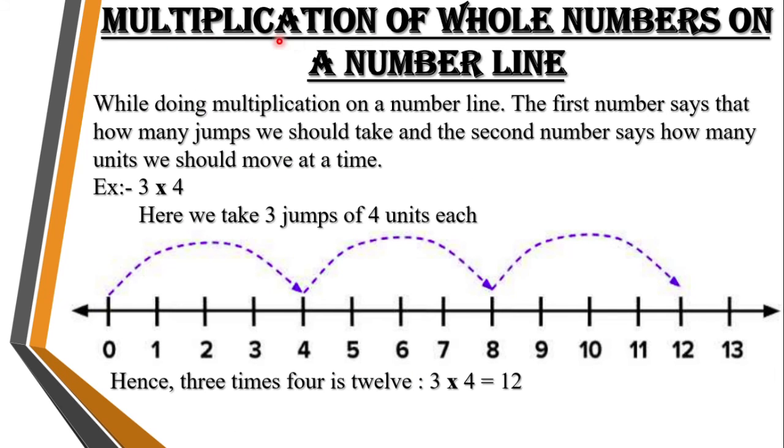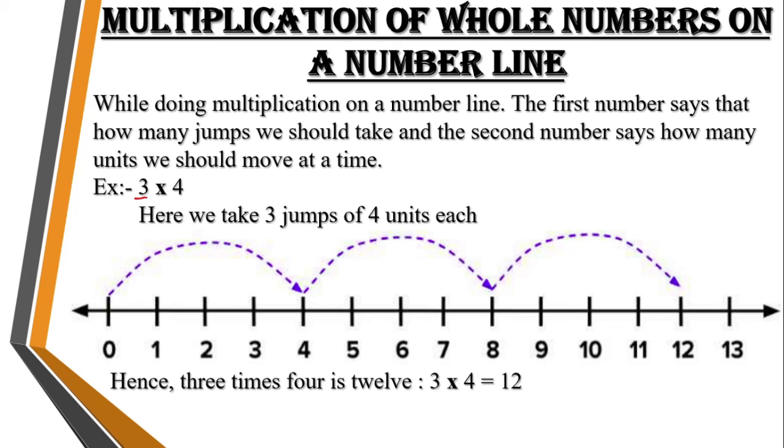So now we are going to learn multiplication of whole numbers on a number line. While doing multiplication of whole numbers on a number line, the first number says how many jumps, and the second number says how many units each, right? So let's take an example, 3 into 4, which is 12. So how did we get this? By doing normal multiplication. But we didn't get 12 by doing multiplication of whole numbers on a number line, right? So now let's learn that.